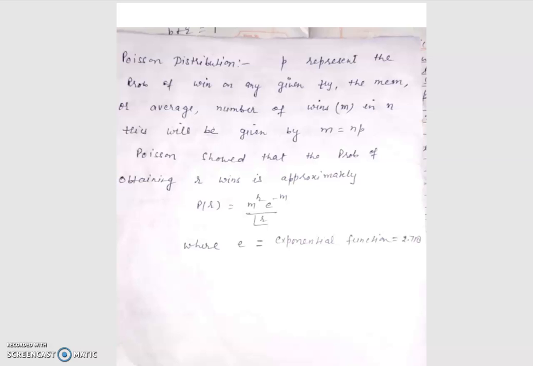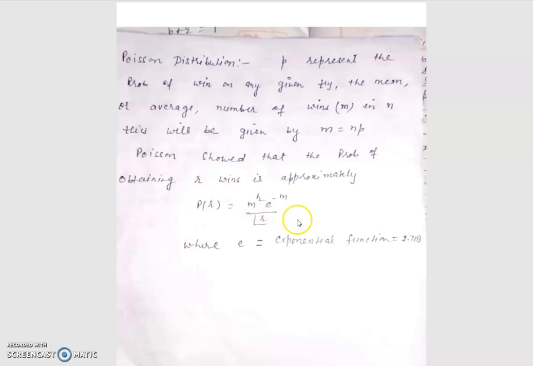Good morning to all. This is again the second statistical tool, Poisson distribution. This is the definition of Poisson distribution. The Poisson distribution is denoted by P(r) = m^r e^(-m) / r!, where p represents the probability of a win, and the mean, or average number of wins, is m, which is np.